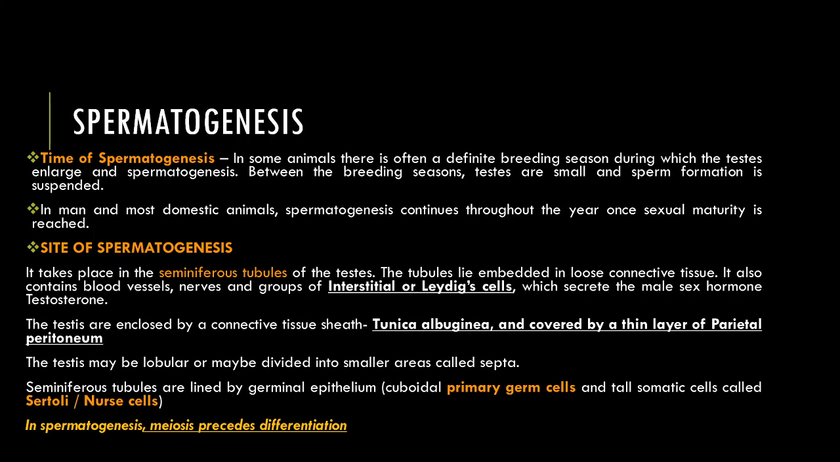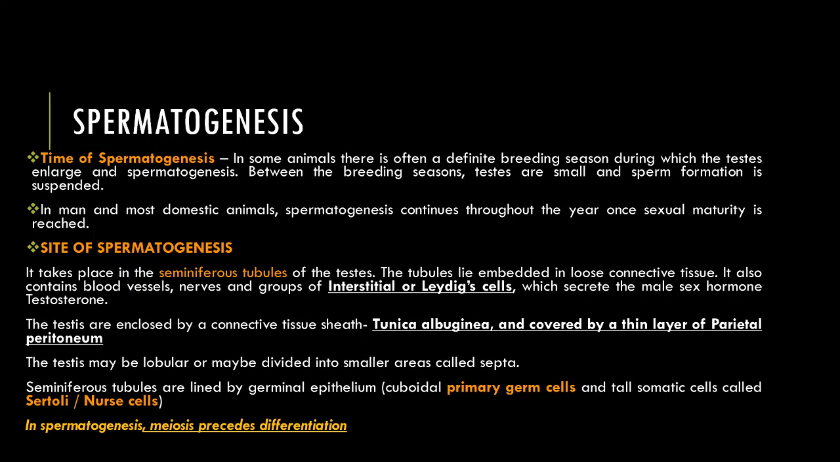The next question is, what is the site of spermatogenesis? Where does spermatogenesis occur? It takes place in the seminiferous tubules of the testes of the male organism or the hermaphrodite organism. These seminiferous tubules lie embedded in loose connective tissue. The loose connective tissue also contains blood vessels, nerves, and a specialized kind of cells called interstitial or Leydig cells, which secrete the male sex hormone testosterone.